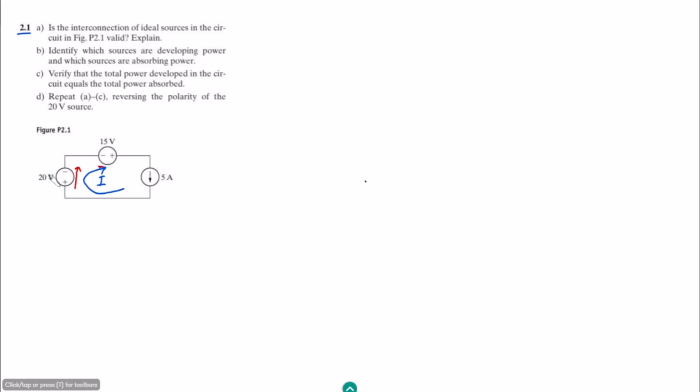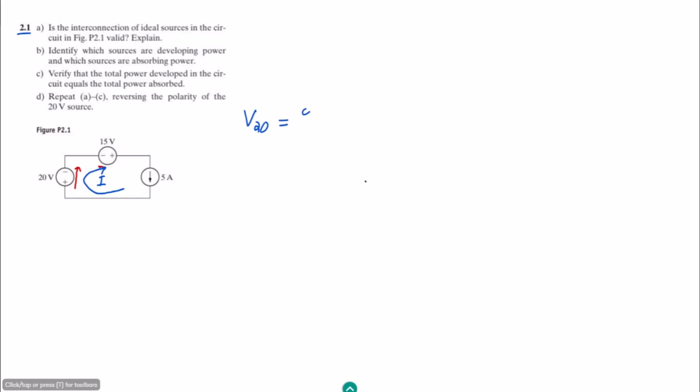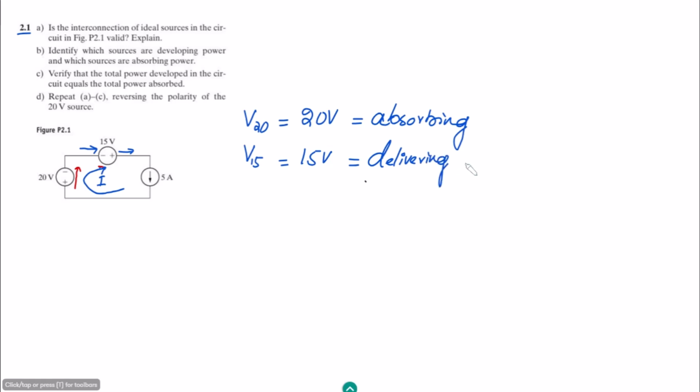this will be the absorbing source. Let me write here V20, the 20 volt source. This is the absorbing source. Similarly, here you can see that the current is entering through the negative terminal and coming out of the positive terminal. So this is the developing power source. Here we have V15, the 15 volt source, which is the delivering or developing power source.